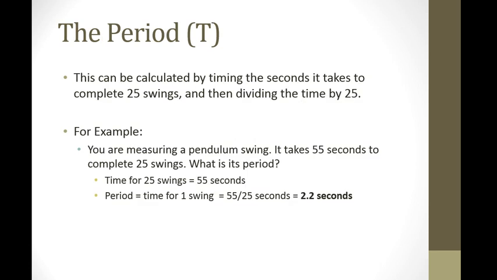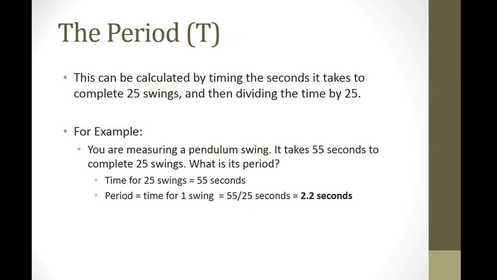So the period can be calculated by timing the seconds it takes to complete 25 swings and then dividing that by 25. The reason we pick 25 is that it's a good large number, it gives us a good data set, and it gives us a great average period. Like I said, this thing is going to eventually start winding down, so we can't always believe that it's going to be the same amount of time because there are forces acting on Bob to make him slowly slow down. So we take 25 swings, and that's going to give us a great data set.